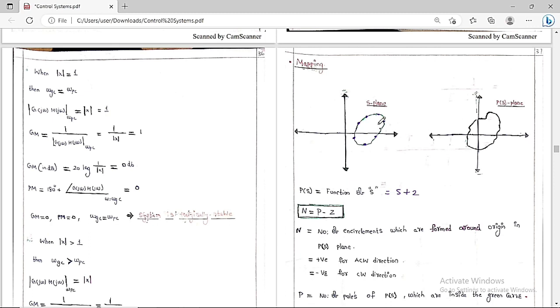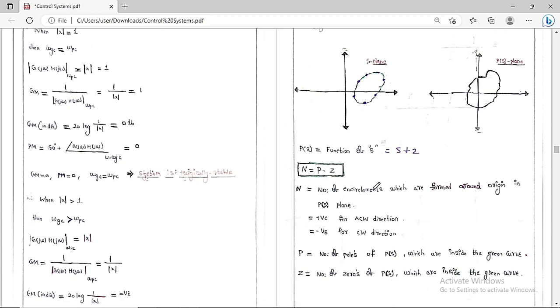Therefore, in simple words, if P of S is a function of S, for example S plus 2, and I take the locus of all these points, substitute them in this equation, you are going to get some real part and imaginary part. If you plot in this plane, you are going to get a curve like this, the locus of all these points. So basically we are mapping from the S plane to the P of S plane. This is the concept that we have to understand. We are mapping from the S plane to the P of S plane through a function; P of S is nothing but a function of S.